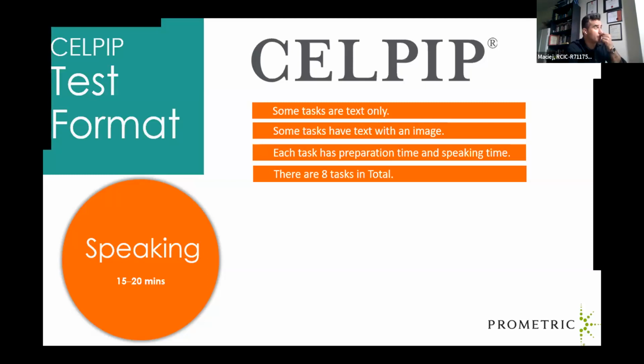Any more comments about the CELPIP speaking from your part before we move on? I would just say, you mentioned recording yourself is a good strategy to prepare. That way you can play back a response you gave and see how you sound. So you could practice giving speaking responses and record yourself, for example, on your phone, and then play back and see how you sound, and you can make alterations.